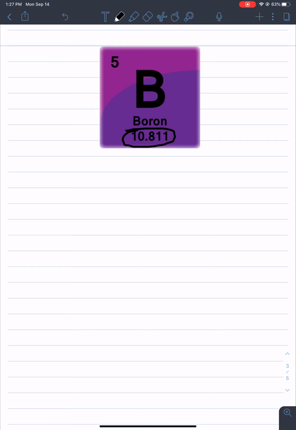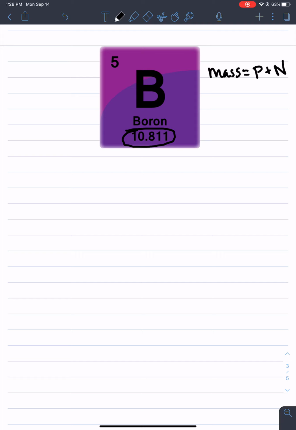decimal. And if you look on your periodic table, you'll see that all of the elements, for the most part, have masses or mass numbers that are decimal points. This one is 10.811. So you can't have 10.8 protons and neutrons, because if you remember, our mass equals our protons plus our neutrons, and these have to be whole numbers. So we can't ever have a mass that's just a decimal.